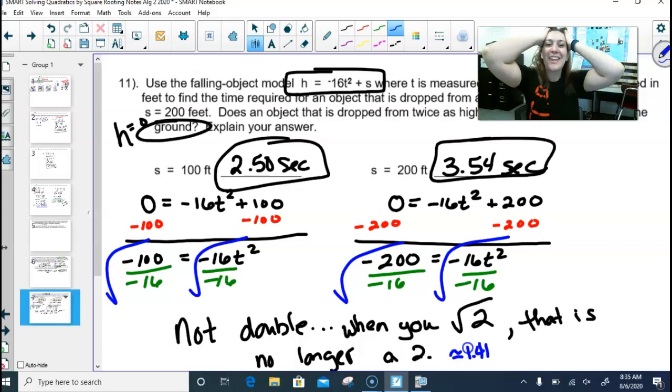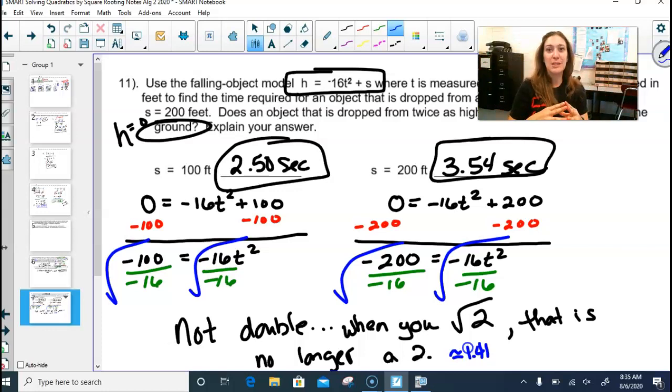All right, so that is your lesson on how to square root to solve a quadratic equation. This is a really important building lesson because it's going to help us in a couple lessons from now. And we're going to use this skill quite a bit in life, math life, that is.